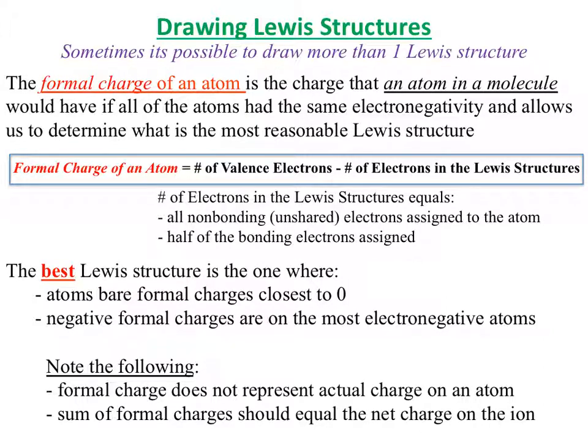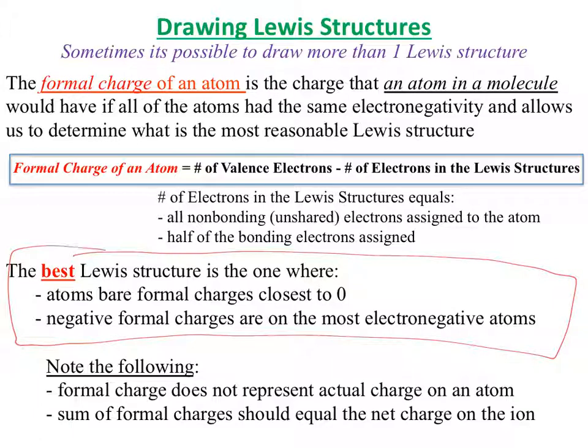I'm going to tell you right now the most important thing on this slide, which you should circle, is this down here. Basically this says that the best Lewis structure is the one where atoms bear formal charges closest to 0, and any negative formal charges are on the most electronegative atoms. It is very important that you understand this; it is probably the most important thing on this slide.